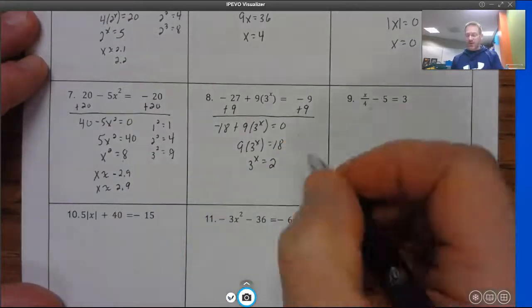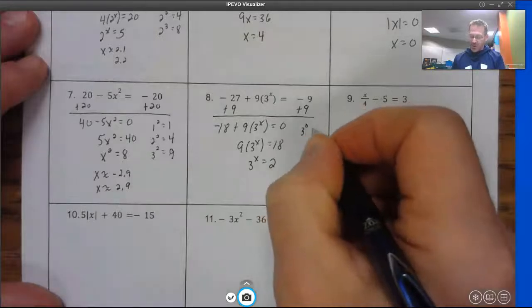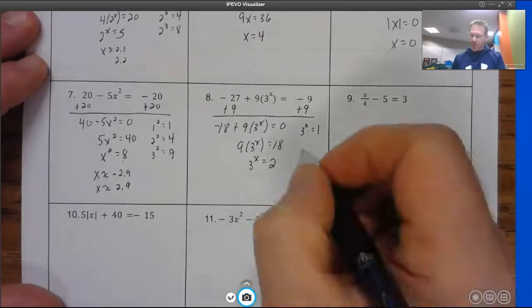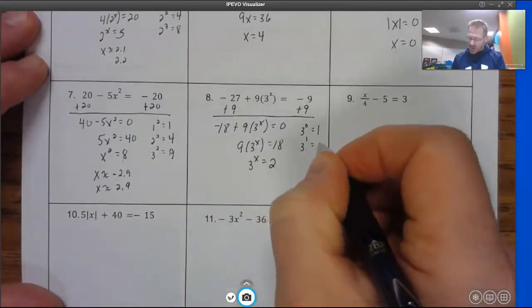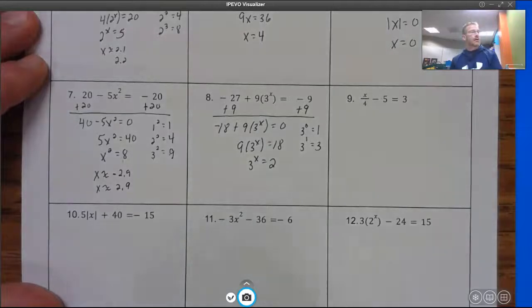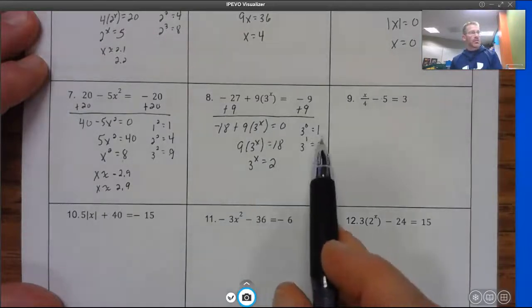Now, once again, if I go through my powers here, right? 3 to the 0 power is 1. 3 to the first power is 3. And so I can see that 2 is between 1 and 3.